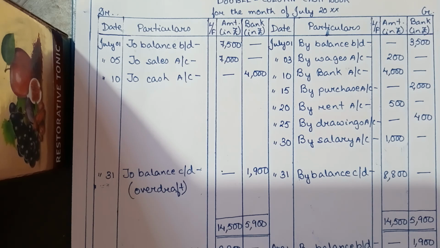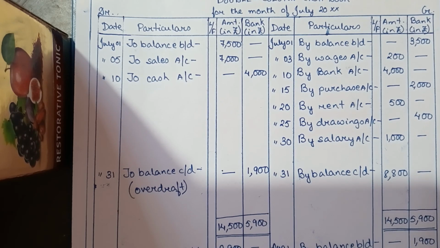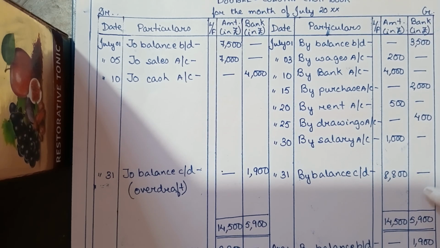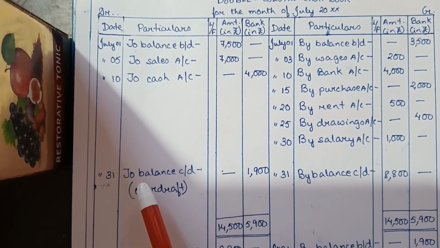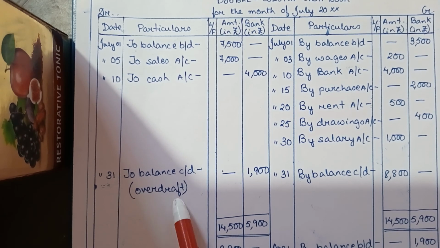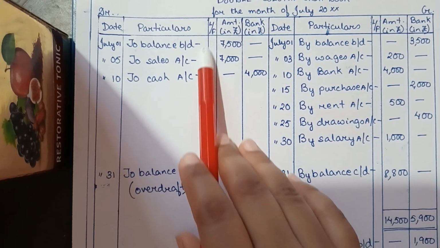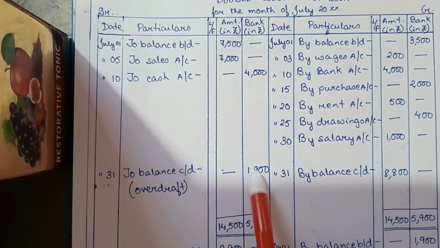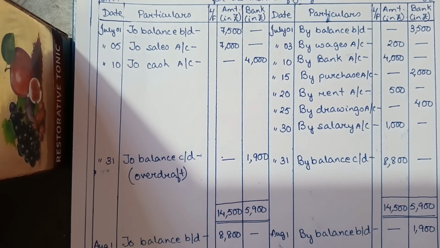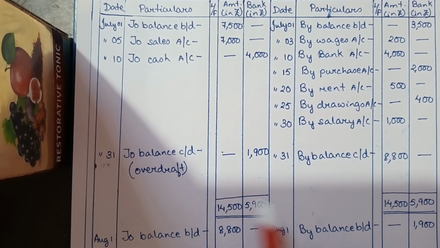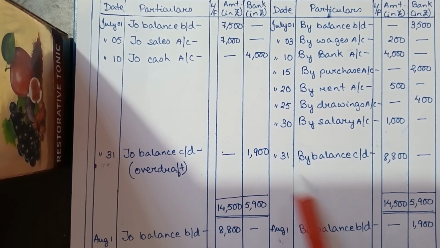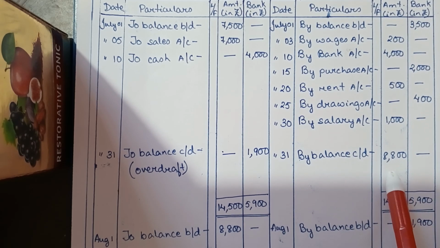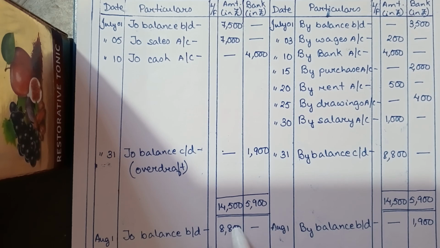Then when you take out the balance, you will see that in the bank column, the amount is more on the credit side. So you have to put the amount and take out the balance, which is an overdraft. If the credit side is more than the debit side, then there is an overdraft. So you have to put the amount for overdraft. Then for cash, you have to transfer the amount to the next month, that is 1900. Then for cash also you have to find out the balance and transfer it to the next month.